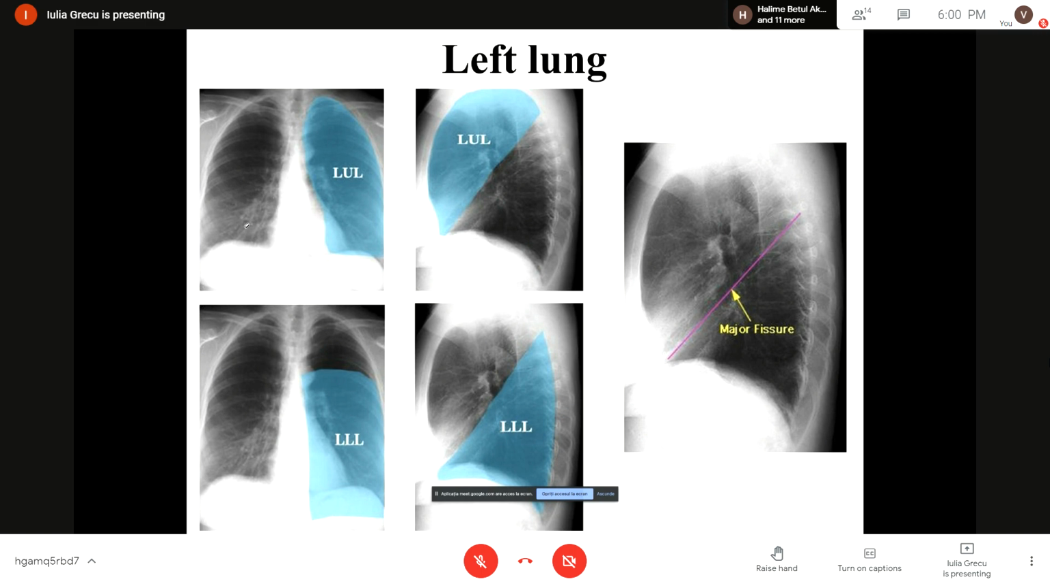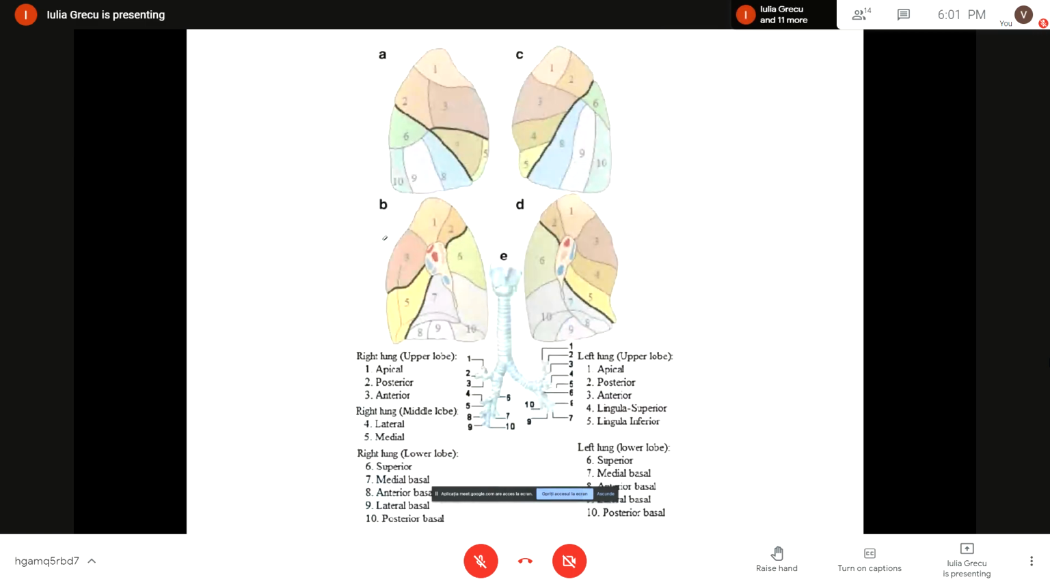opaque band-like structures, linear and small opacities.